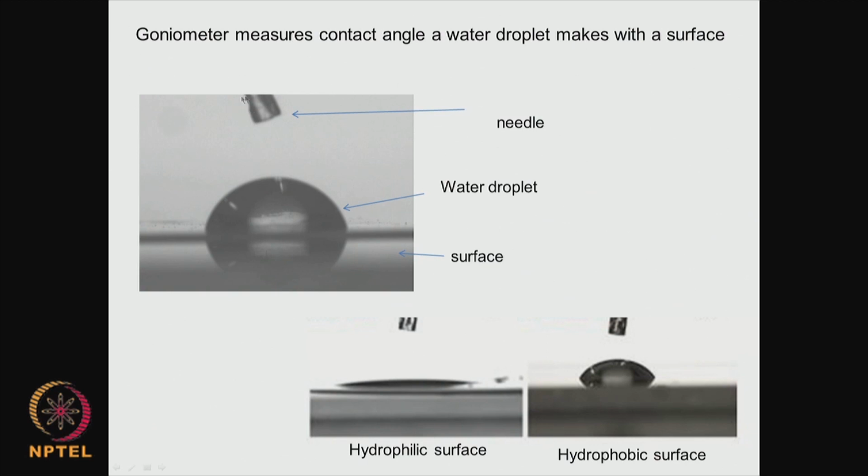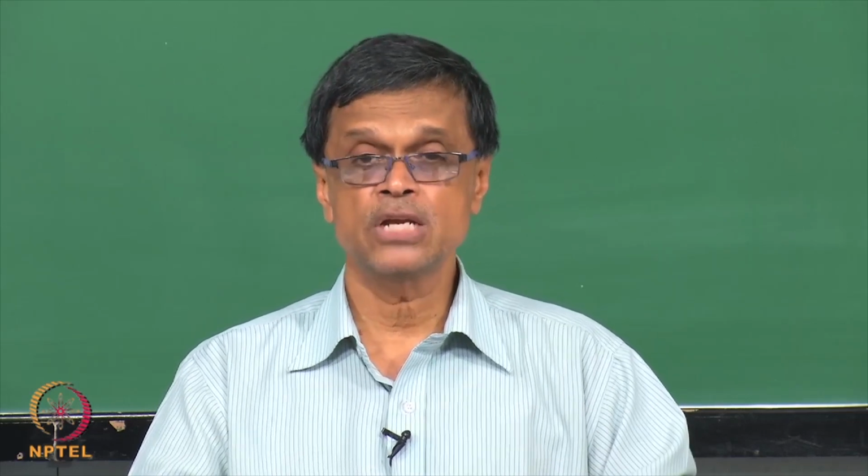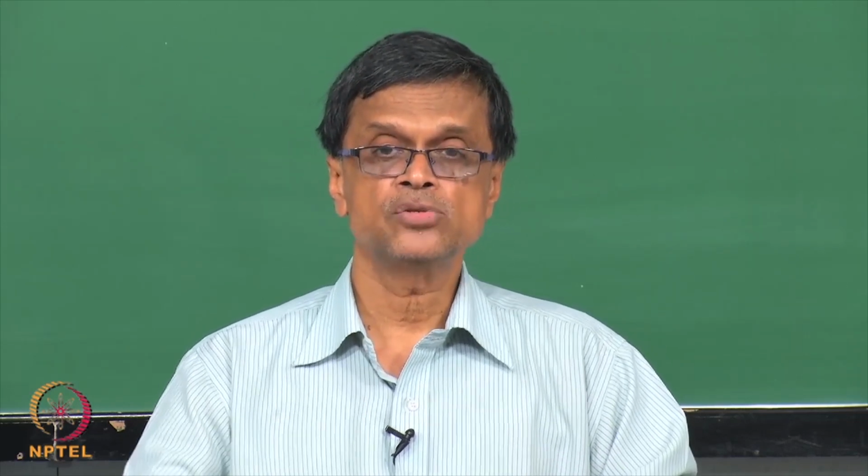So, look at this. A water droplet is slowly placed on a surface. This is the surface, and this is a needle which puts in water. The water falls in. Then the angle that is made is measured, and from the angle one can tell whether the surface is hydrophilic or whether the surface is hydrophobic. Then we can also calculate surface energy, so many things.